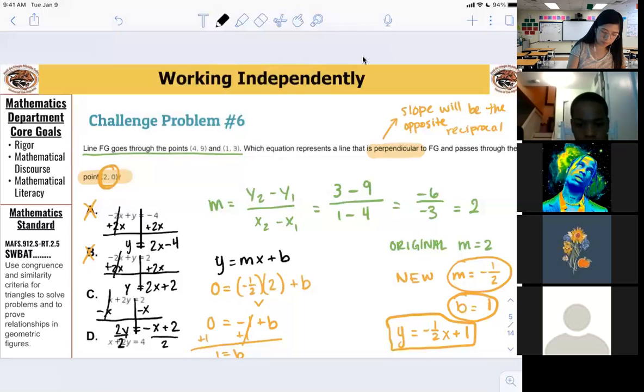Now, when I divide by 2, what do I get on the right side? Negative 1 over 2 x plus 1. Does that match? Yes. That's my answer.